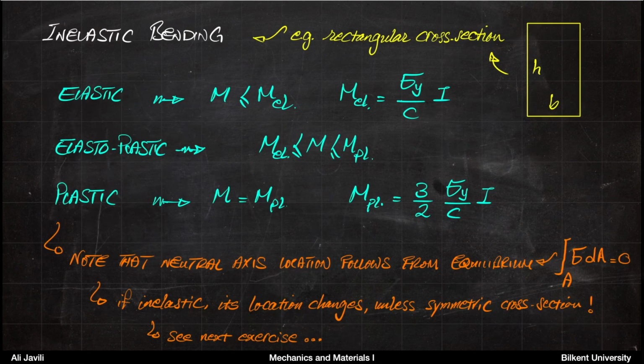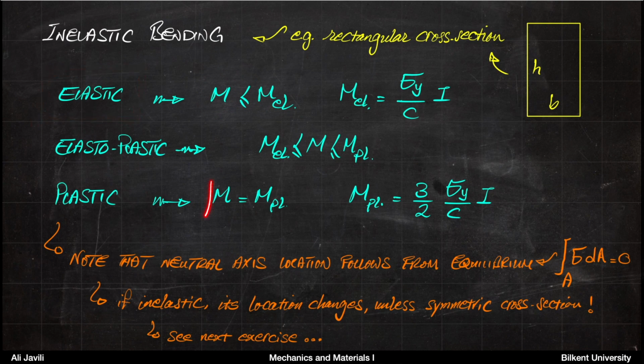To summarize, if we have an inelastic bending, and you can always assume that you're talking, for instance, about a rectangular cross-section for simplicity, the maximum elastic moment would be sigma y divided by c times I. And that means if your moment is smaller than the maximum elastic moment, then you are within the elastic regime.